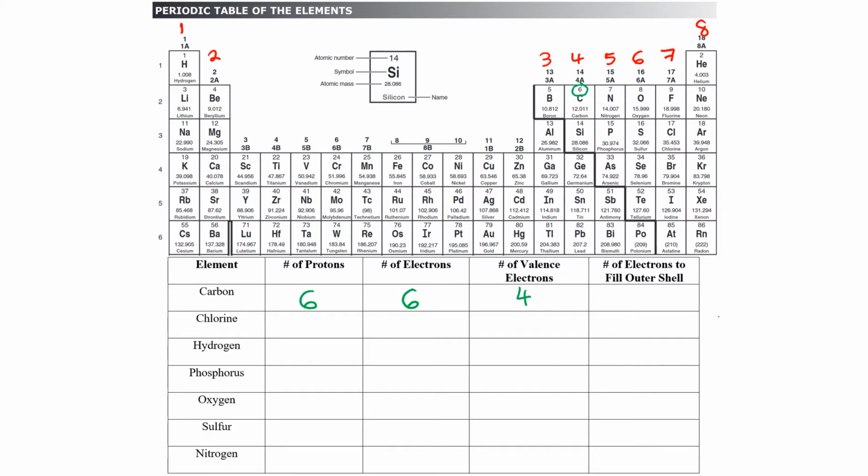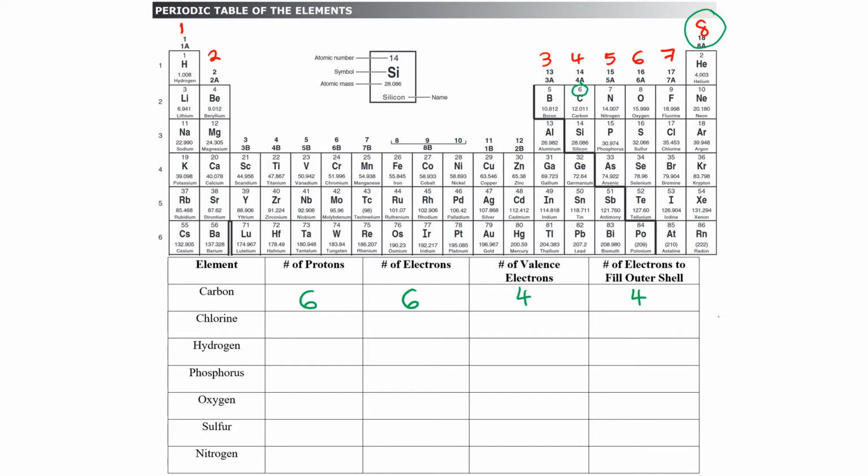Number of electrons to fill outer shell. So with this said, y'all, the number should be 4 because 4 more electrons are required to get the desired 8 valence electrons. So 4 more electrons to fill the outer shell.